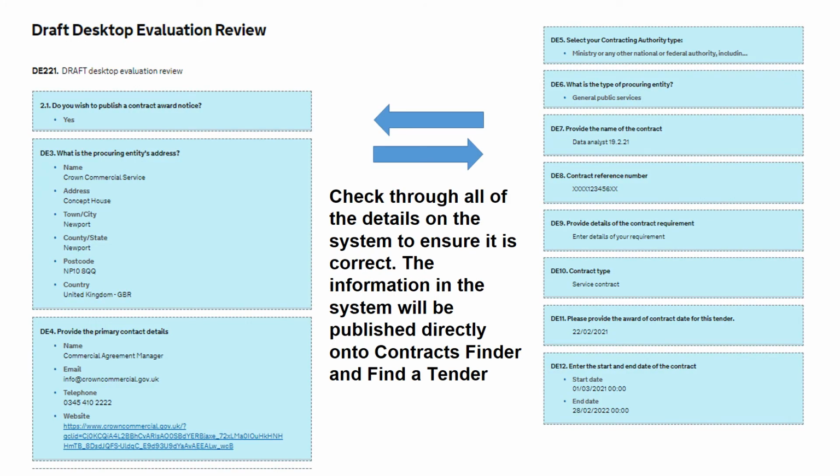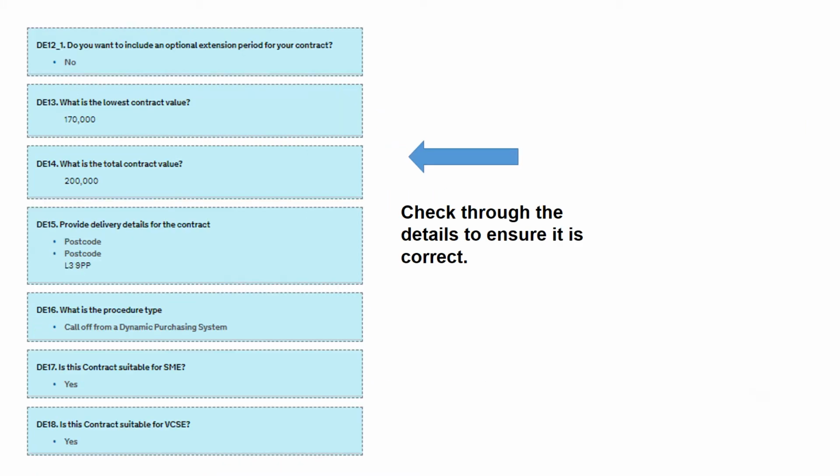If you have opted to publish contract details directly to Contracts Finder and find a tender, you will also review this information as well as the contract documents you will use to send to the winning supplier. This is a further screen to check the details entered in Contracts Finder and find a tender.